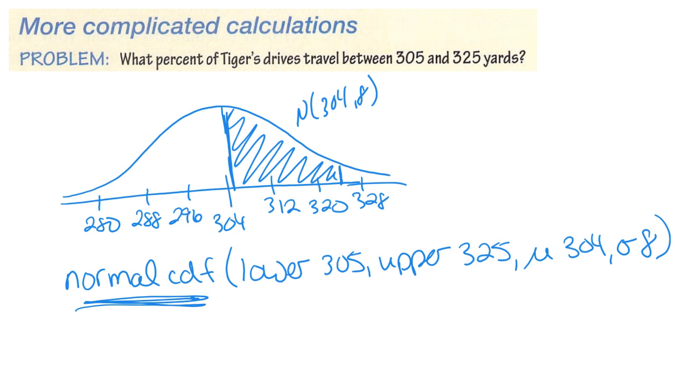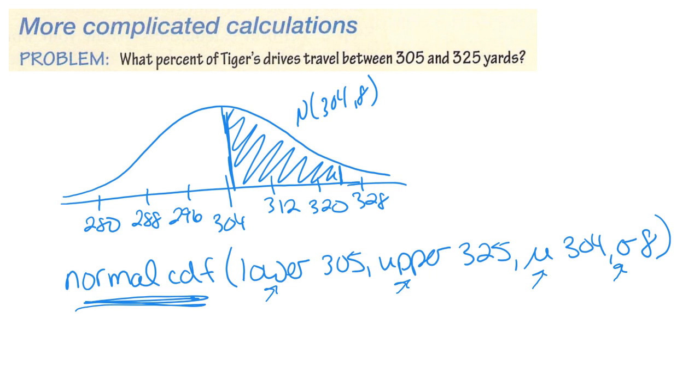I didn't just say how much was bigger. I have an upper boundary of 325. So I need to change my upper boundary to 325. My mean is still 304. My standard deviation is still 8. When I hit enter on the paste, again, my calculator doesn't show these words. So you cannot just copy what's in your calculator. You have to show that you know what the 305 is, the 325, the 304, and the 8. So you have to write lower, upper, mean, standard deviation.